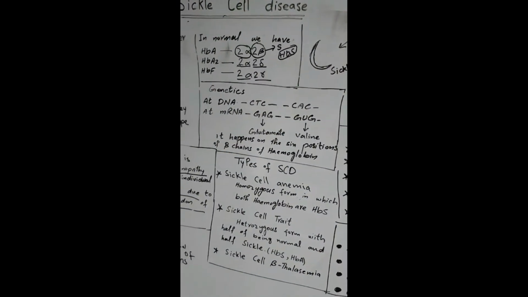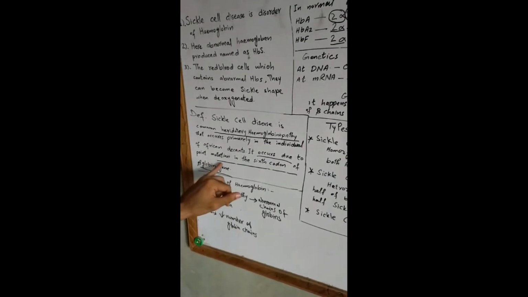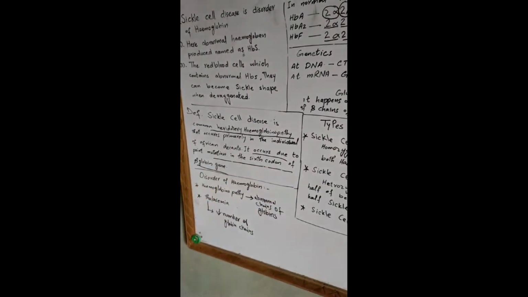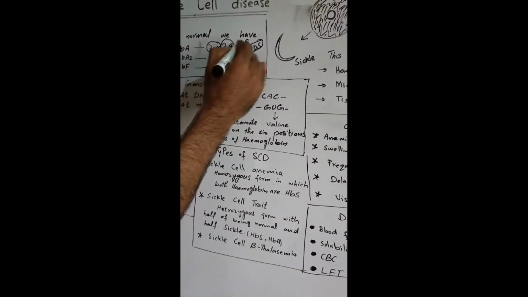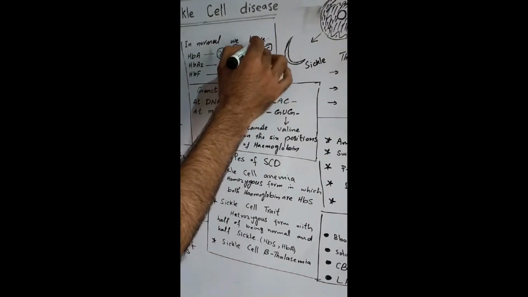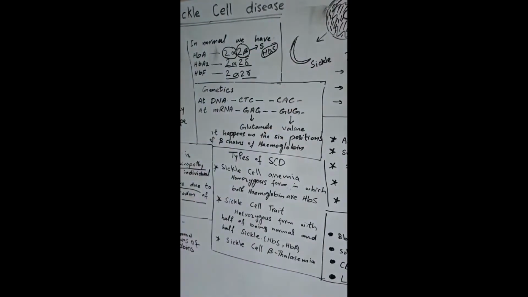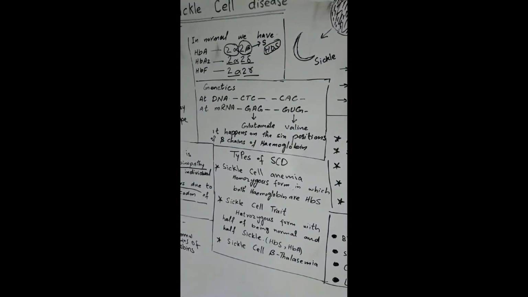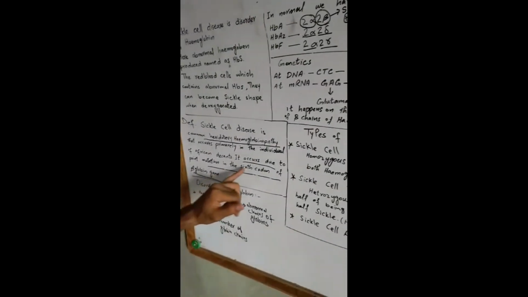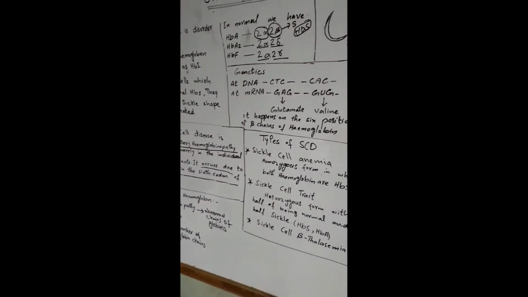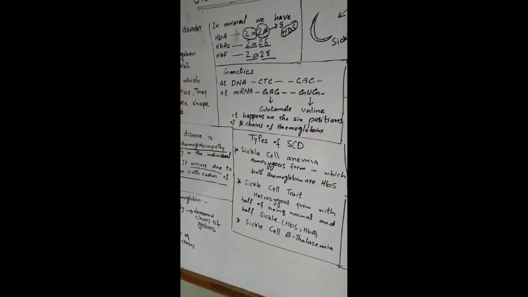As we say in the definition, there is a point mutation in the sixth codon of the beta globin gene. There is the beta globin chain and there will be a point mutation, and we say it will be HBS, hemoglobin S. For understanding the sixth codon of the beta globin gene, we will discuss its simple genetics.